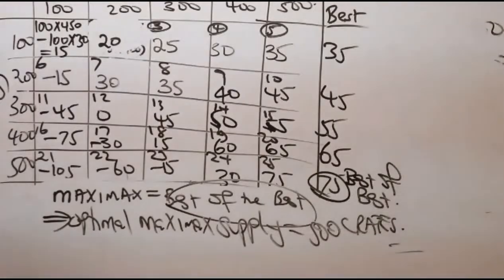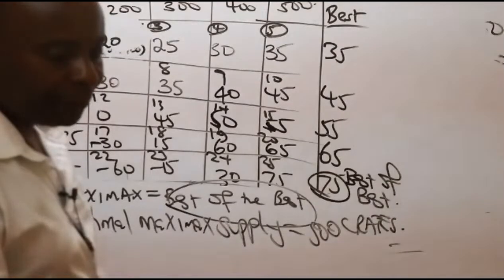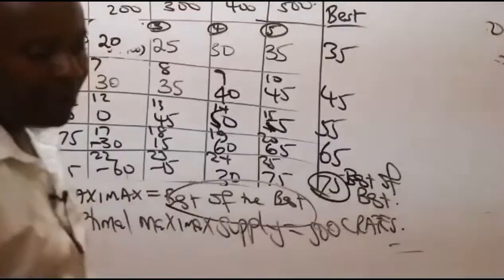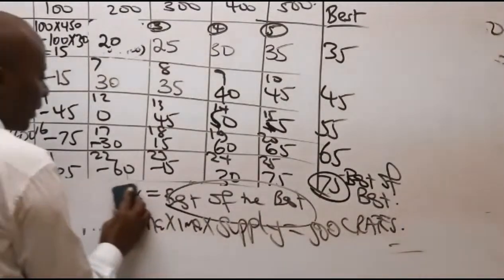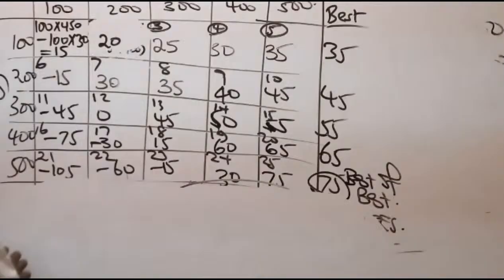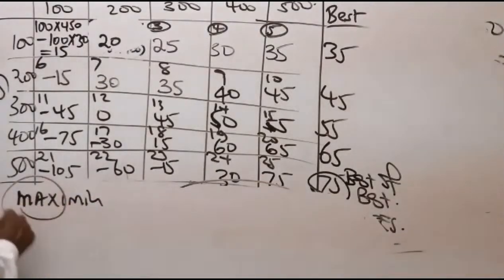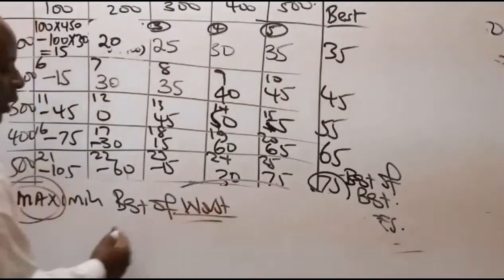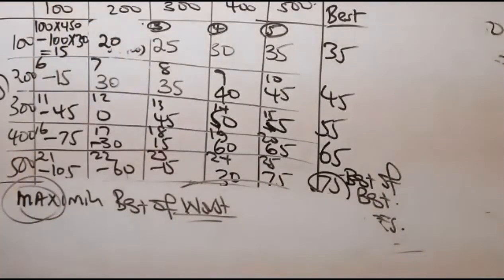That is Maximax. And then, ladies and gentlemen, we have the last one here. The last one here is the Maximin criterion. So for Maximin criterion, what do we have here? I know that Max is best. Best of who? Best of the mini. Best of the worst. Best of mini. That is best of who? Best of the worst. Like that.